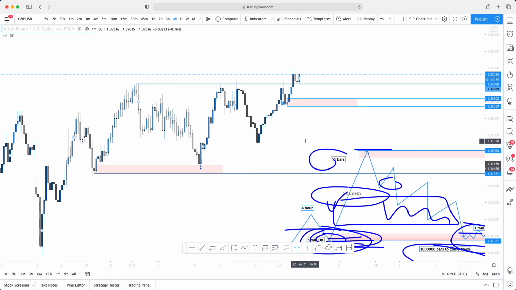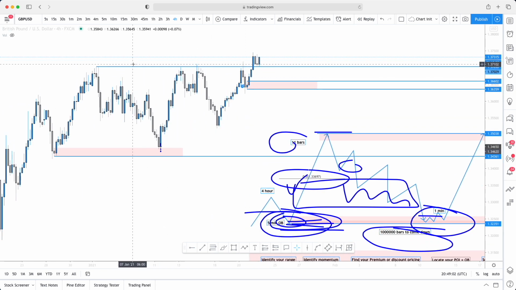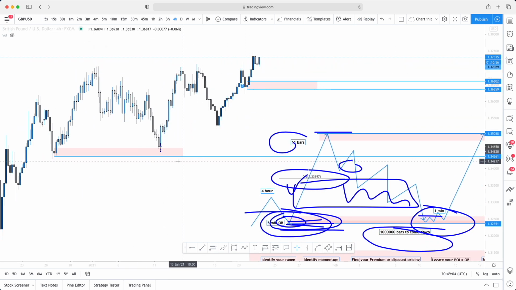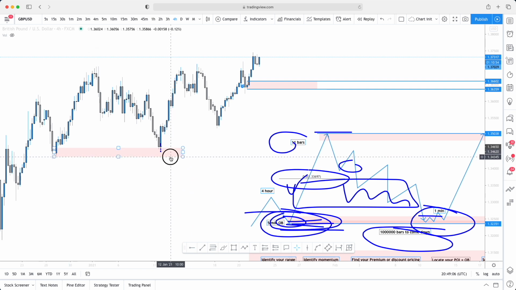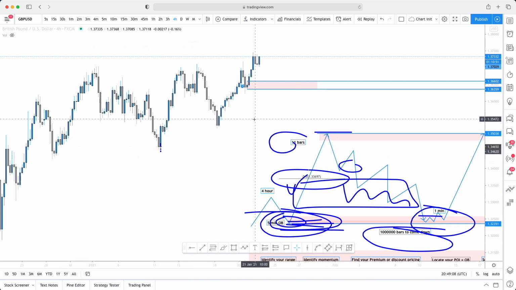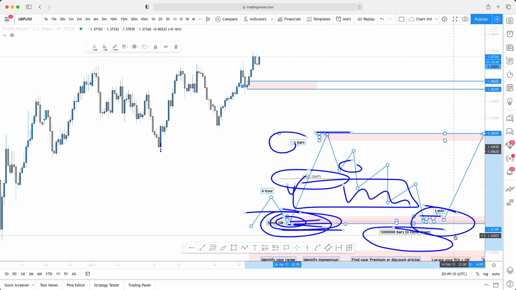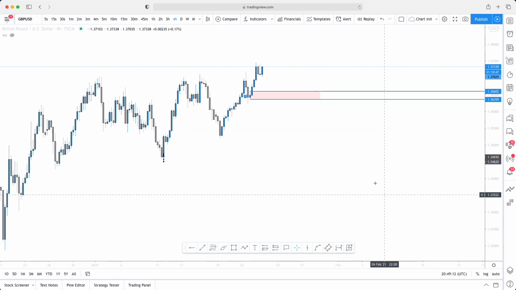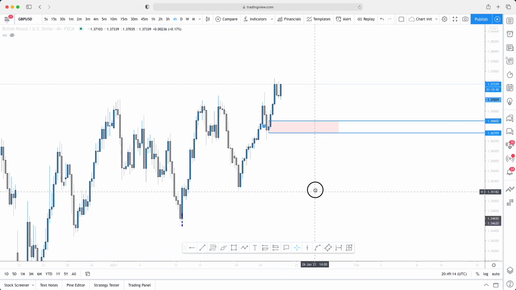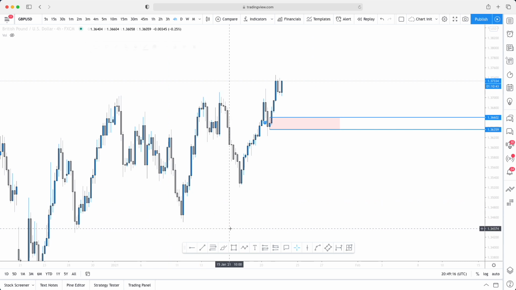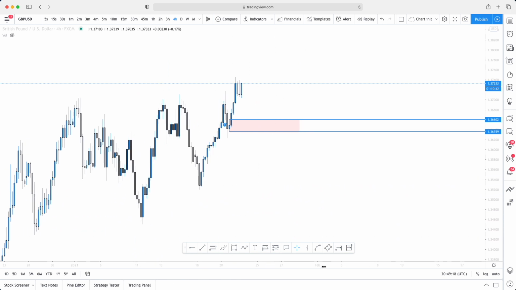Like, for example, let me get rid of some stuff. If we just ignore all that, this is literally all I mark. Let me get rid of that as well, it's going to annoy me. This is literally all I mark.